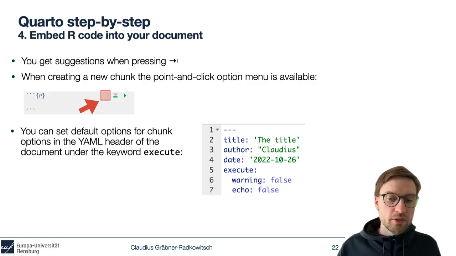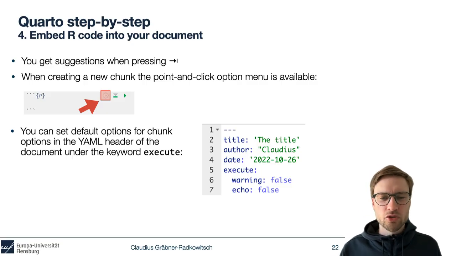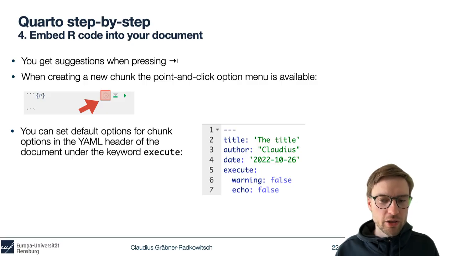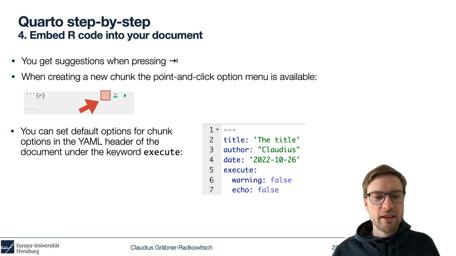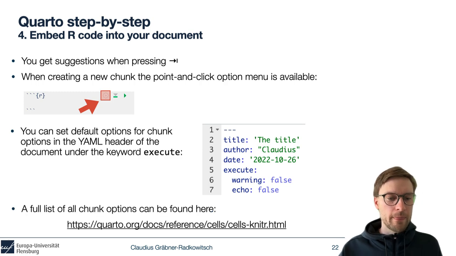So it makes sense to set echo to false by default and only set it to true when you really want to show the code. Also, warnings, usually you don't want them to show up in your final document. So setting warning to false by default is often a very good idea.